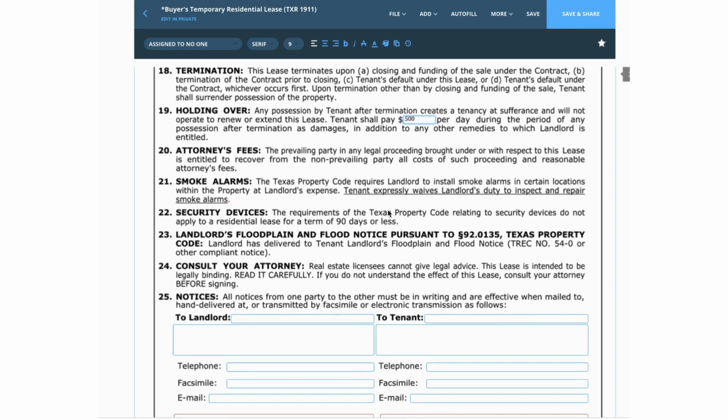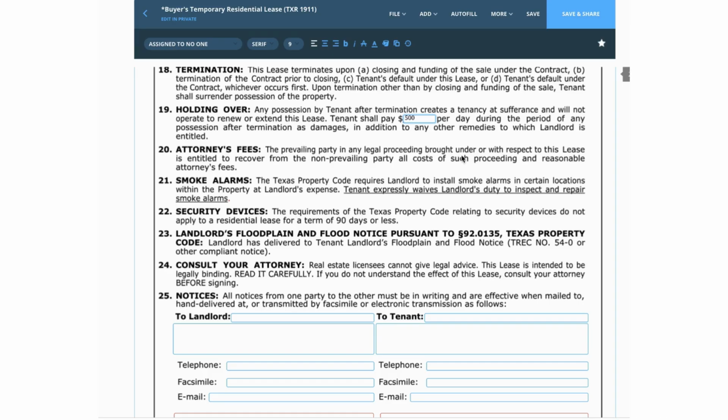Attorney's fees: the prevailing party in any legal proceeding, pretty much winner pays for everything, right? Smoke alarms: the Texas Property Code requires landlords to install smoke alarms in certain locations within the property at landlord's expense, but the tenant expressly waives landlord's duty to inspect and repair the smoke alarms.